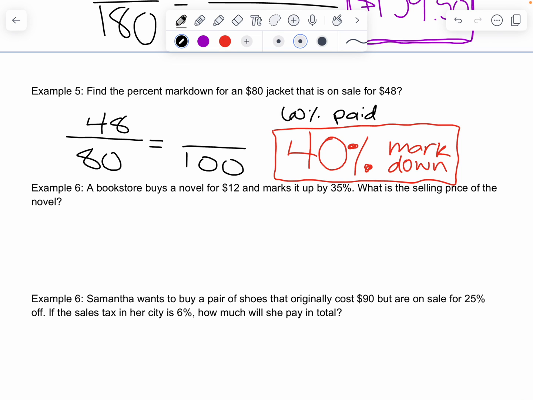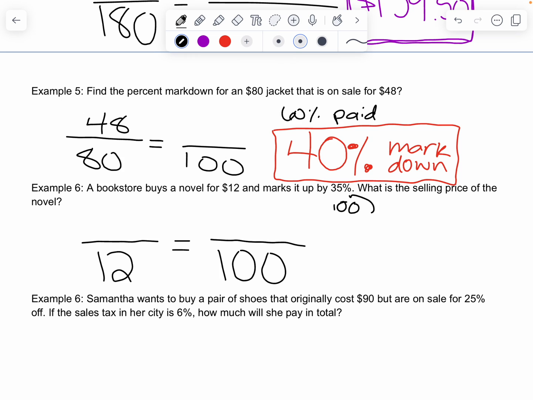Example 6 says a bookstore buys a novel for $12 and marks it up 35%. So it bought it for $12 before it marked it up, so that goes on the bottom. And if we're marking it up, now I have to do 100 plus 35 because it's a markup. So I put 135% here.